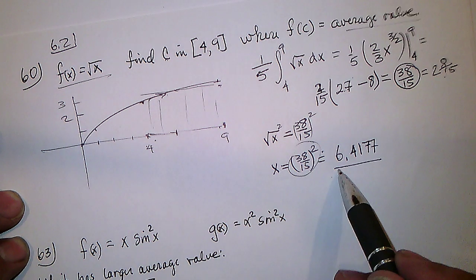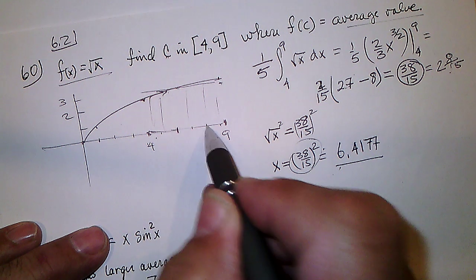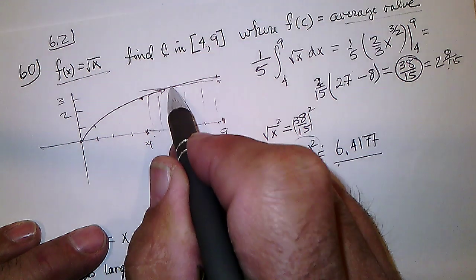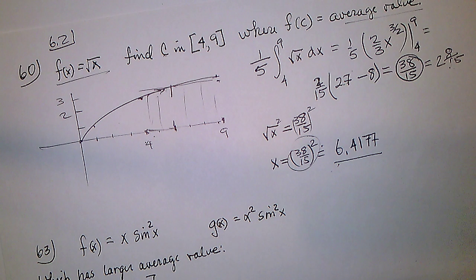Now we can tell whether it's really in between 4 and 9. Yes, it is. Out here, 4, 5, 6, 7, 8, 9. So it's about here, just where I kind of estimated it to be. Okay.